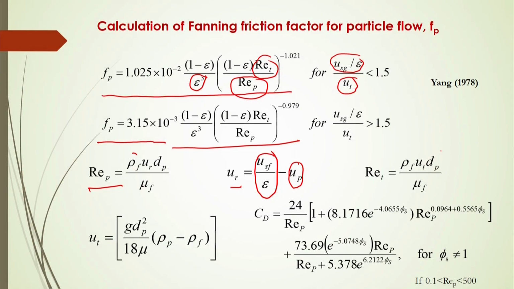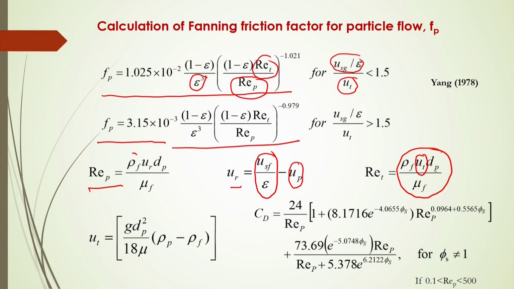Now, what should be the terminal Reynolds number? This RET is defined as rho f ut dP by mu f. In this case, of course, the velocity will be considered as the terminal velocity. Others are the same here. Rho f is the fluid density, mu f is the fluid viscosity here. So, f for fluid may be liquid or gas. If it is gas solid operation, then F will be represented by G. If it is a liquid and solid fluidized bed, then F will be represented by L.